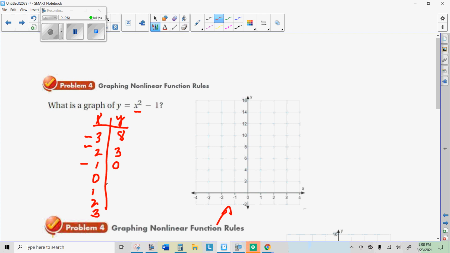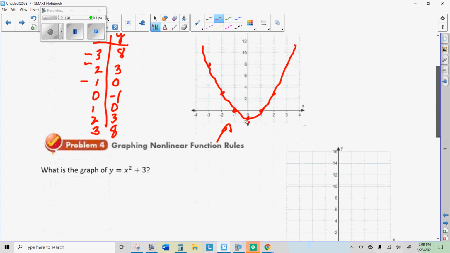0 minus 1 is -1. 1 minus 1 is 0. 4 minus 1 is 3. And 3 times 3 is 9, minus 1 is 8. So -3, 8. -2, 3. -1, 0. 0, -1. 1, 0. 2, 3. And 3, 8. And we can see that we got some kind of a curvy thing going here. All right, and that's a nonlinear graph.